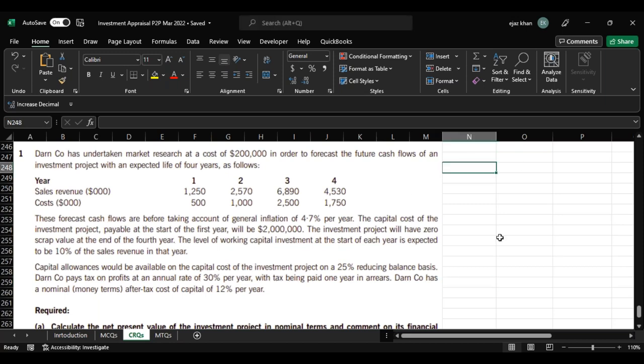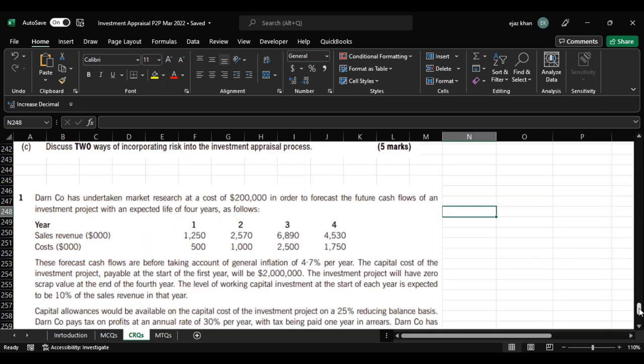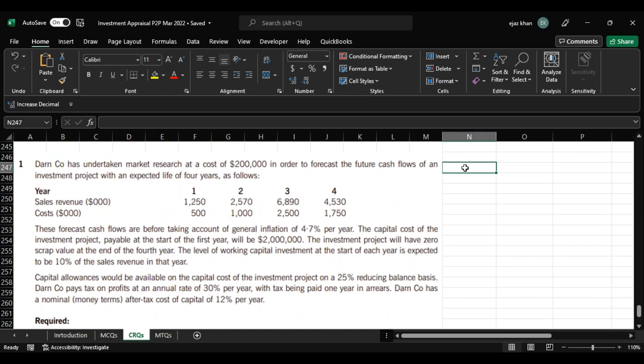In the previous session, somebody requested that we should be solving a question which involves working capital as well. So here we go. We have got a past exam question, Darn Company. This does involve adjustment of working capital along with inflation as well. So let us go through that. Calculate the net present value of the investment project in nominal terms and comment on its financial acceptability, and calculate the net present value of the investment project in real terms and comment on its financial acceptability. So we have to calculate it twice.